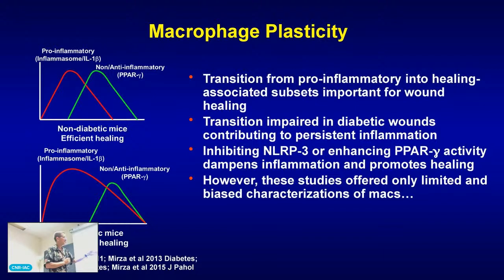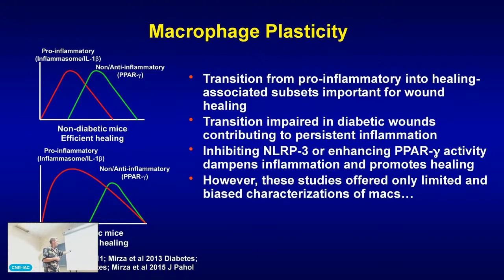And two that we've studied are the NLRP3 inflammasome, where we see sustained activation of that pathway in diabetic wounds that's associated with impaired healing. And that is linked to impaired activity of a pathway called the PPAR gamma pathway that's involved in transitioning to a resolving inflammation and healing response. So we've done a variety of different studies using transgenic mice, inhibitors of the pathways, and activators of the pathway.